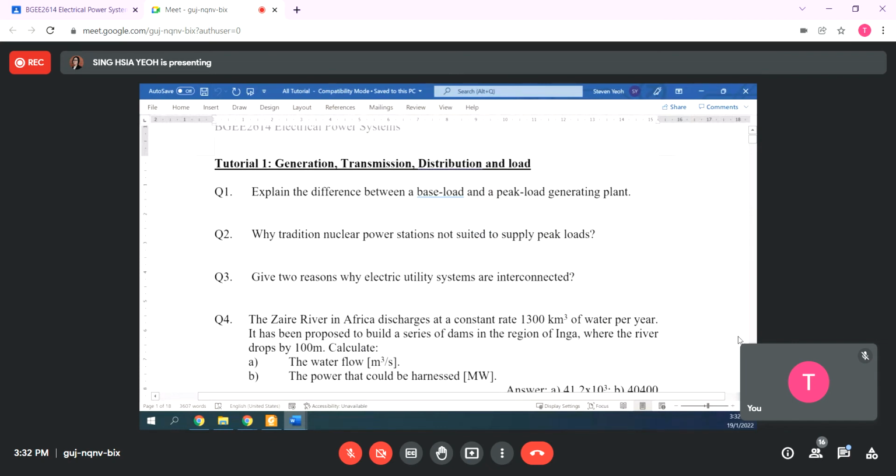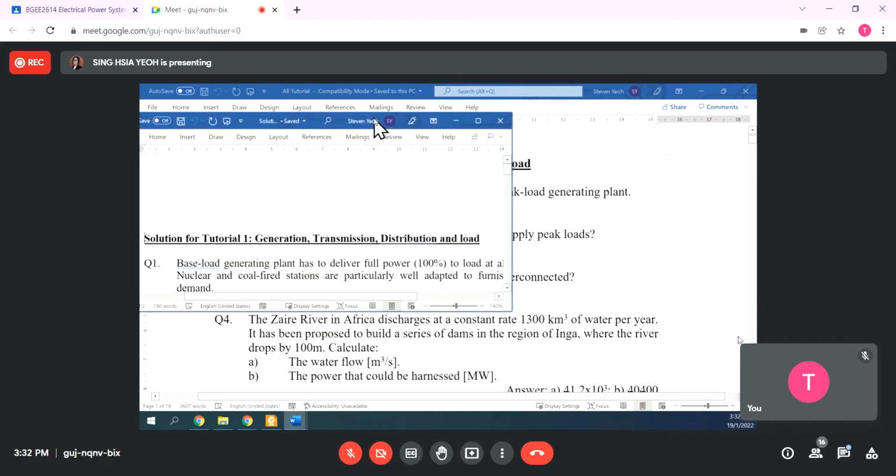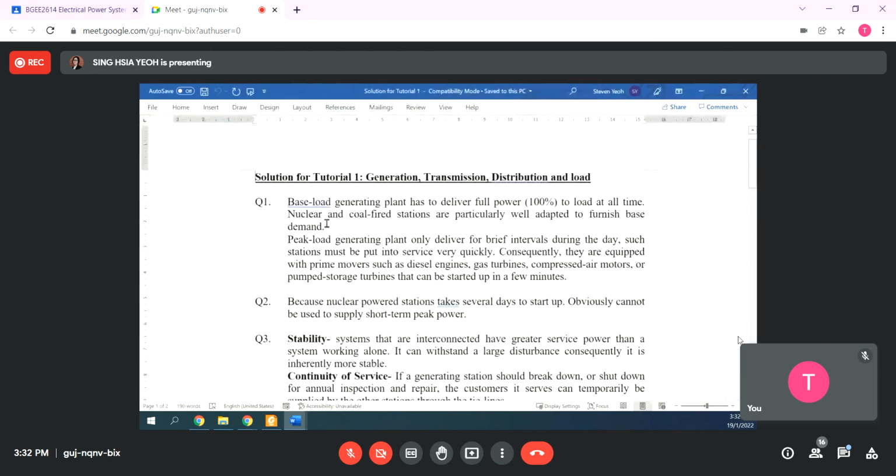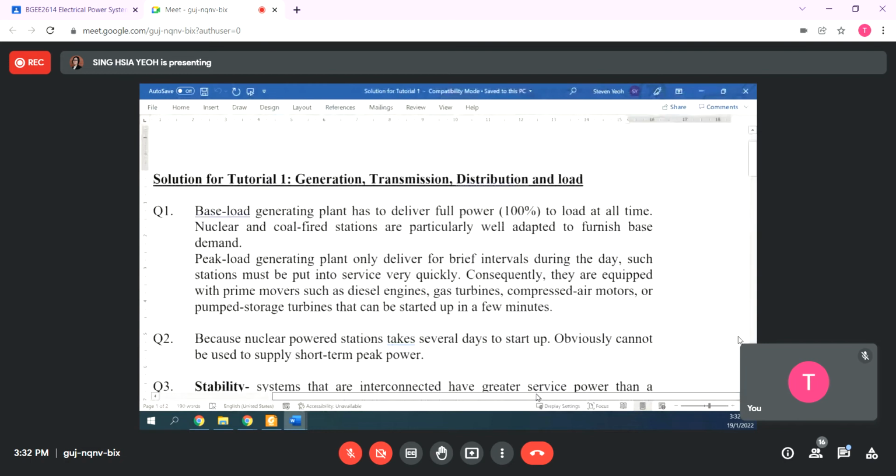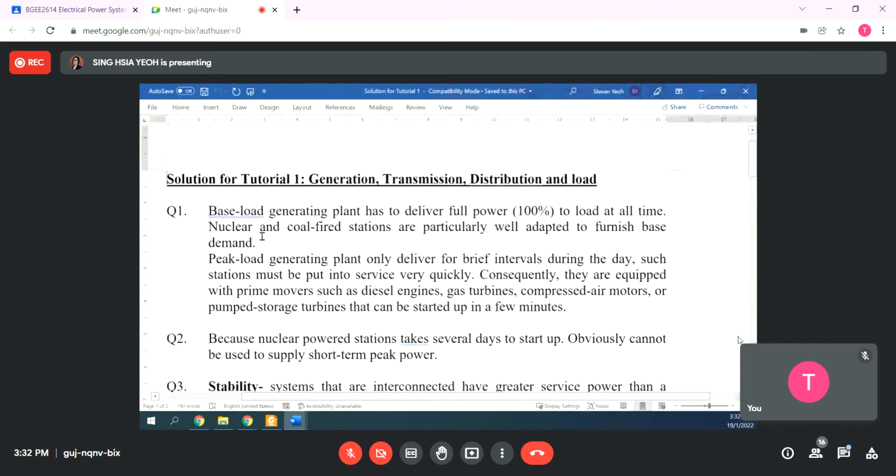Explain the difference between base load and peak load. The answer is actually given in the notes, but I will show you the answer as well. Base load has to deliver full power at all times, so nuclear or coal-fired stations are particularly well adapted to furnish base demand. Peak generating plants only deliver for brief intervals during the day, so they must be put into service very quickly. Consequently, they are equipped with prime movers such as diesel engines, gas turbines, compressed air motors, or pump storage turbines that can be started in a few minutes.